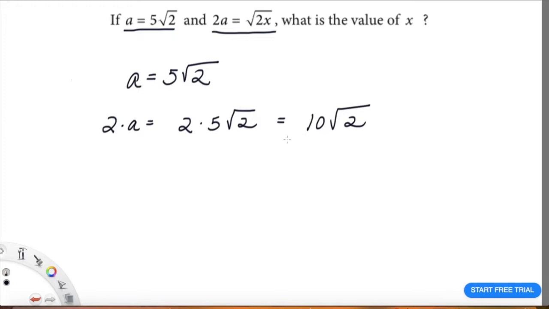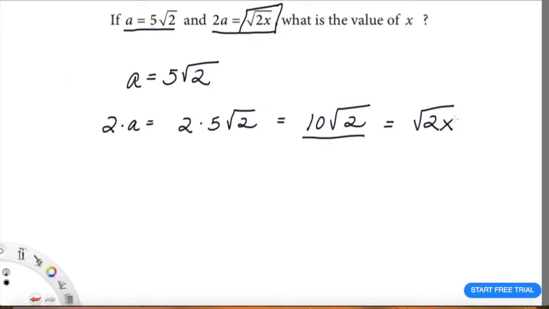Now, we essentially have these two things. We have 10 square root 2, and we have the square root of 2x. Those are both equal to 2a. So on the end of my little train of equal signs here, I could put the square root of 2x. And then we could do a couple of things. This is where we get into the two different methods.